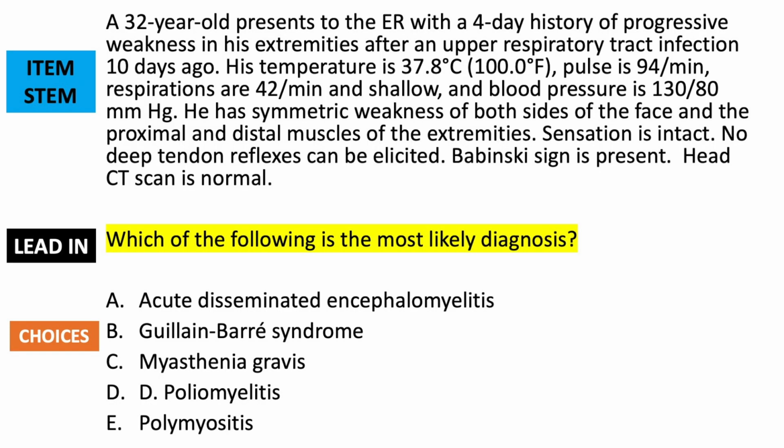The lead-in question has to be specific, and it should not stand by itself. It should reference the vignette, the item stem above. What's the most appropriate management? What's the next best step in diagnosis? What's the best explanation for the underlying cause or pathophysiology of a finding?